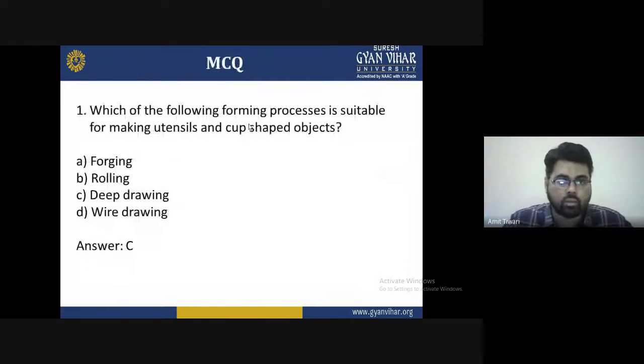Now at the end of this lecture, I am asking some multiple choice questions based on sheet metal operations. The first is: which of the following forming processes is suitable for making a cup-shaped object? The options are forging, rolling, deep drawing, and wire drawing. The correct answer is deep drawing, which is suitable for making a tensile, cup-shaped object.